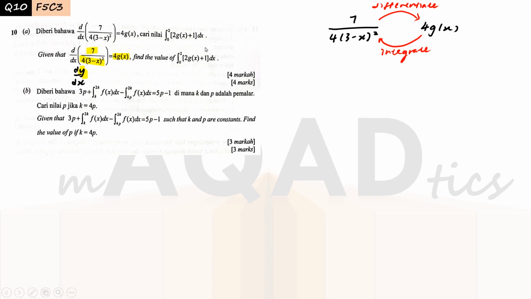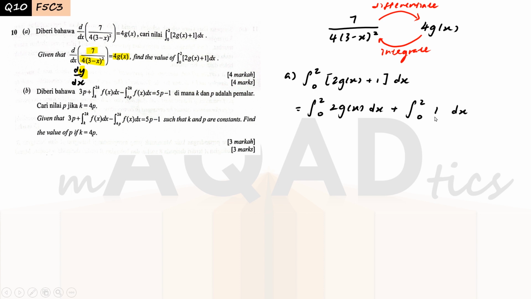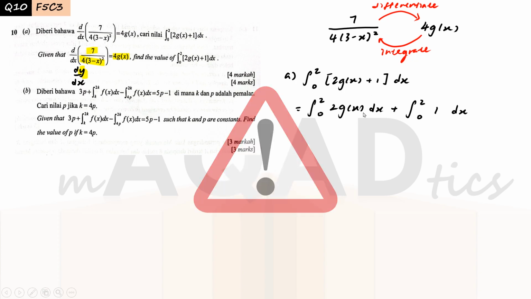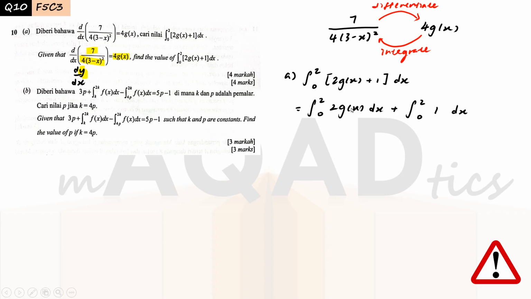Right, so now going back here, we need to find the integral of this. Here in the integral we have two values. So what we can do is split it to become two integrals. One focuses on 2g of x, the other one focuses on 1. I separate using plus here because there's a plus here.